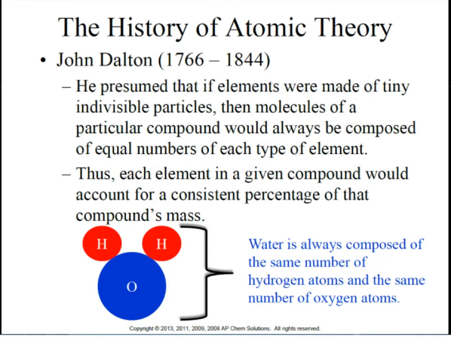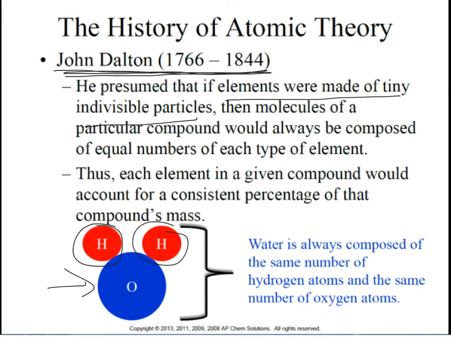Now the real groundbreaker when it came to the atom was this guy right here, John Dalton. He actually came up with a legitimate atomic theory based on evidence from his research. He made the assumption that elements were made of tiny, invisible particles. And as Proust did, he thought that molecules would always be composed of equal numbers of each type of element. For example, water, 2 H's and 1 O, always. Therefore, each element must be made of particles that have particular characteristics.